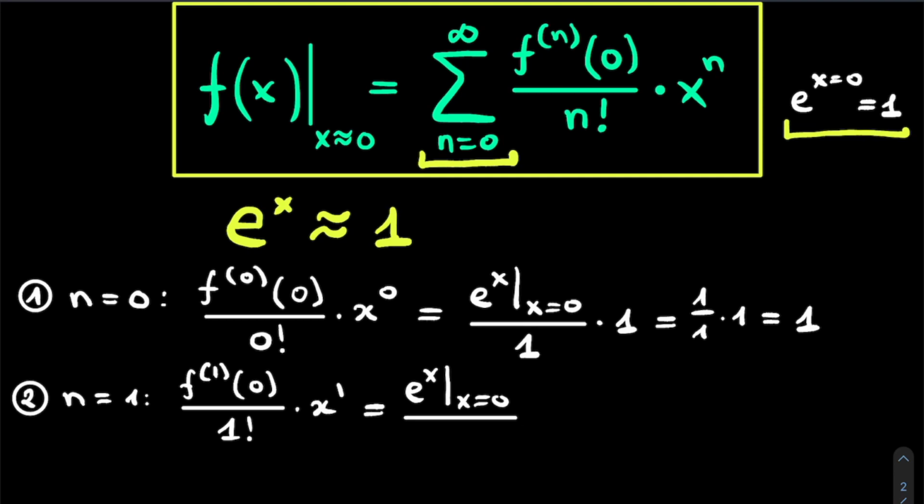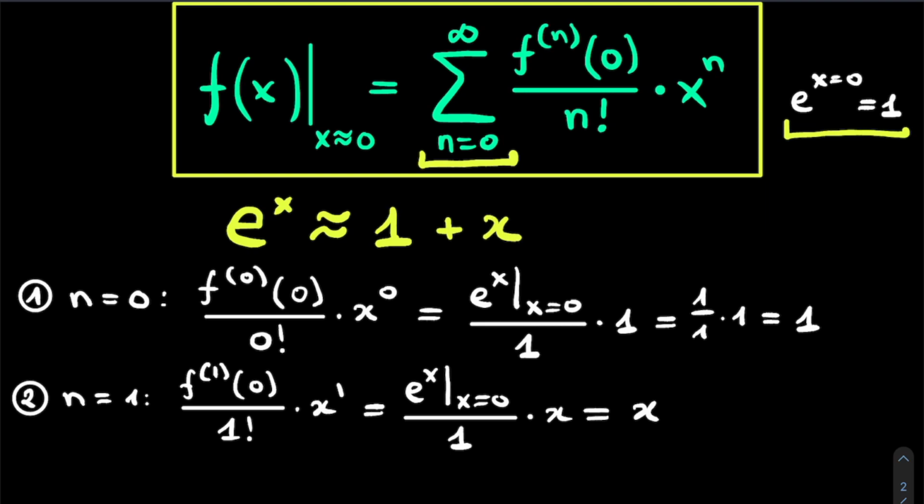This time we divide by 1 factorial, which is again 1. And we multiply by x to the power of 1, which is of course simply x. Since again we know that e to the power of 0 is 1, we simply get 1 multiplied by x, which is of course simply x. And we already have our second term, x.